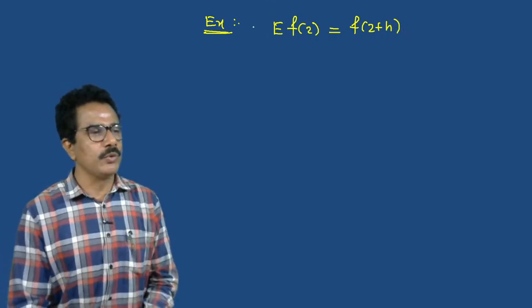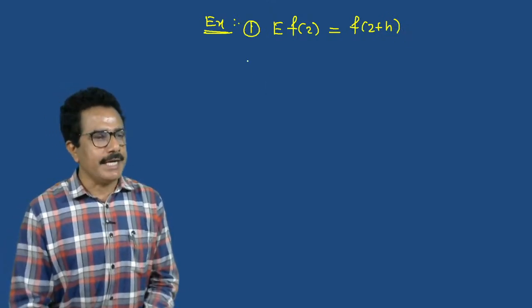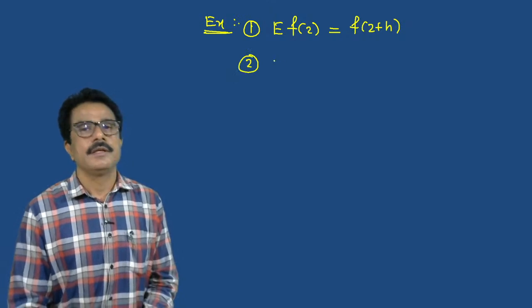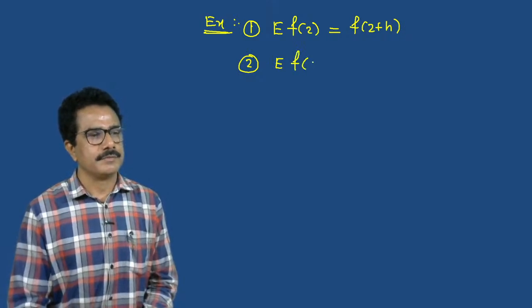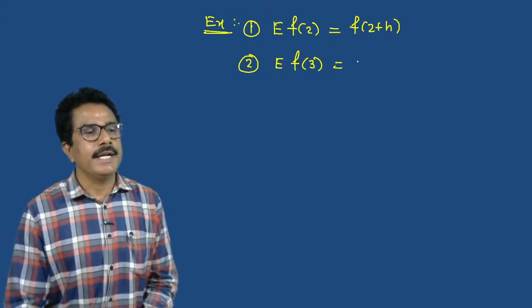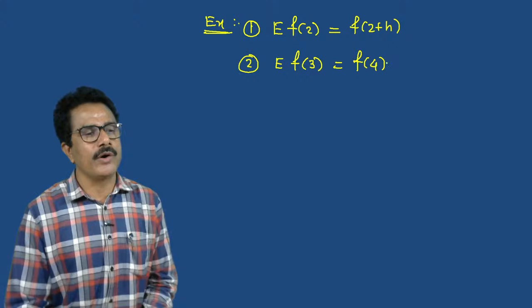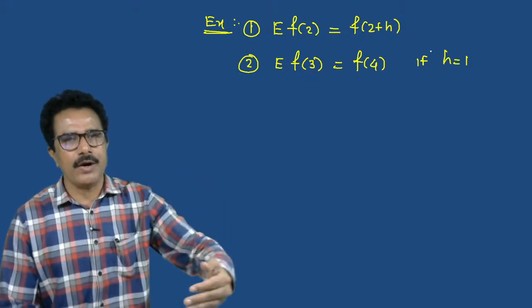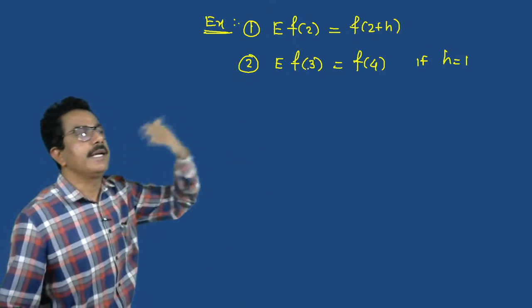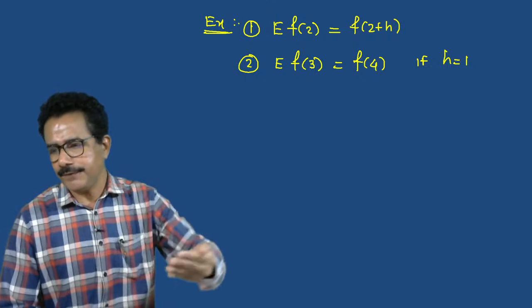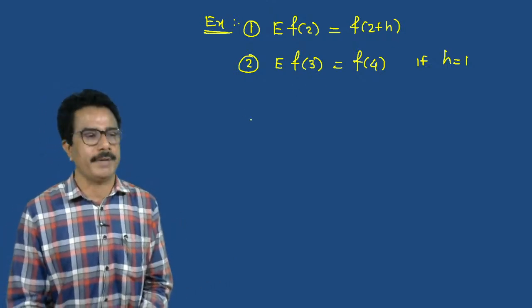See this, f of 2 plus h. Second, E of f of, suppose 3, then it gives f of 4 if h is equals to 1. That means one operator shifts a function forward, converts the given function into the next function, that is, shifts it. So it is called a shift operator.